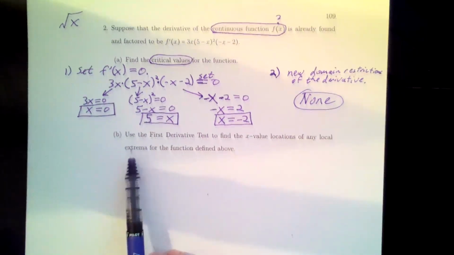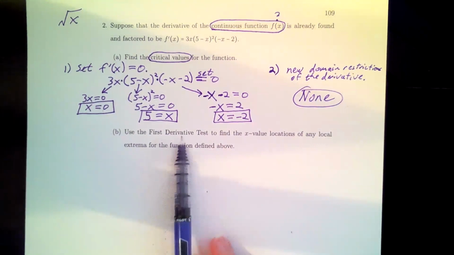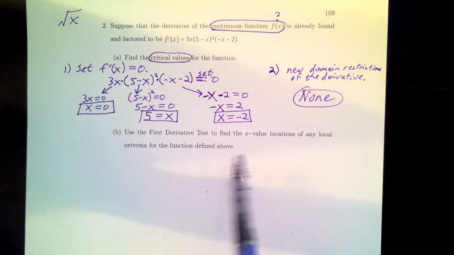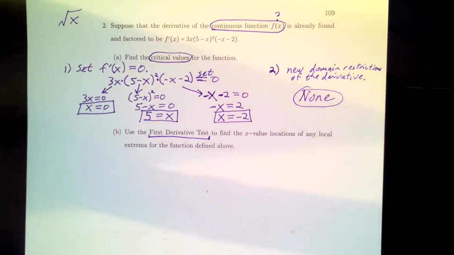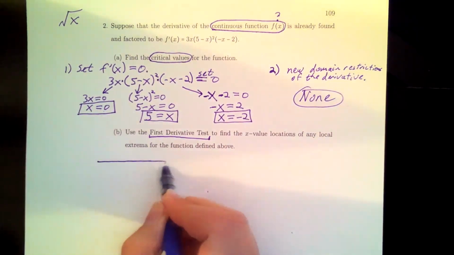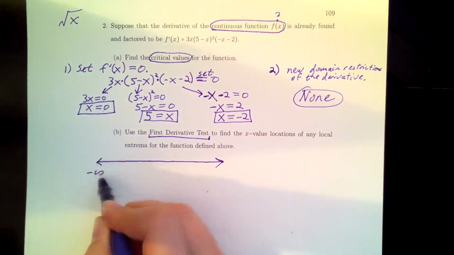If we move on to part B, where it says, okay, now that you've done all that, use the first derivative test to find the x value locations of any local extrema, we're going to do the same exact thing that we just did a minute ago and draw a number line. So when they say first derivative test, that means a number line analysis using the derivative. So let's put on our number line.